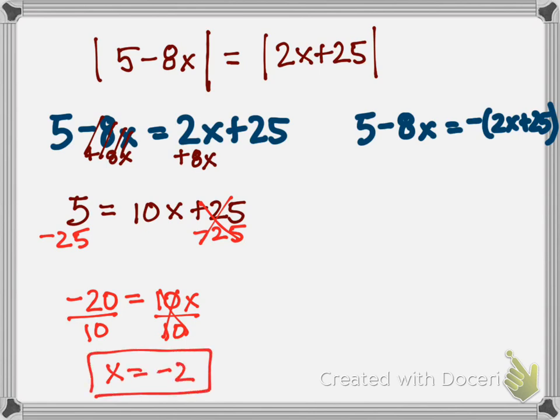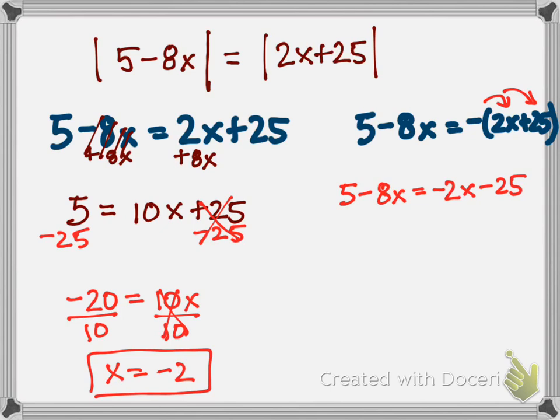Well, let's find our other answer. What other answer will work? Well, we need to distribute. Again, when you're finding the opposite, we have to send that negative to both parts of it. So I'm going to have 5 minus 8x is equal to negative 2x minus 25. So now we're going to try this problem out. Let's see how this marker has turned out.